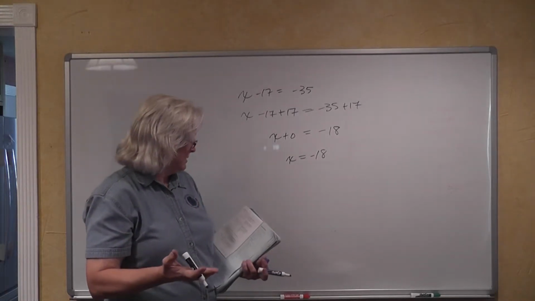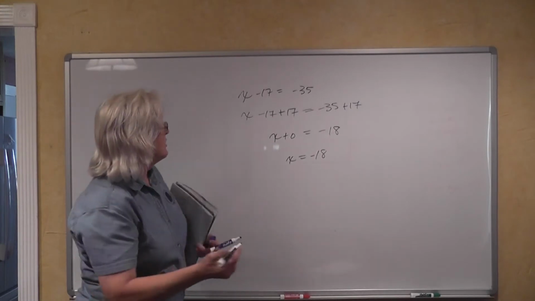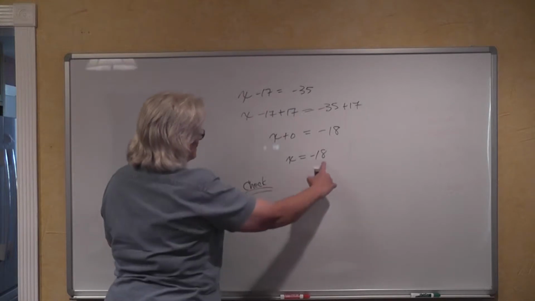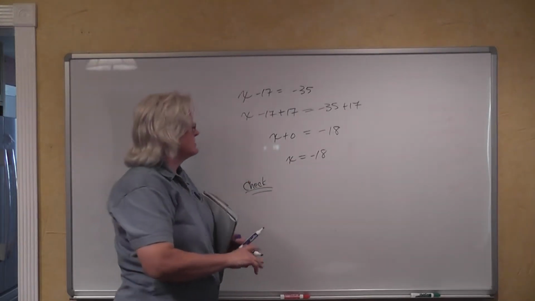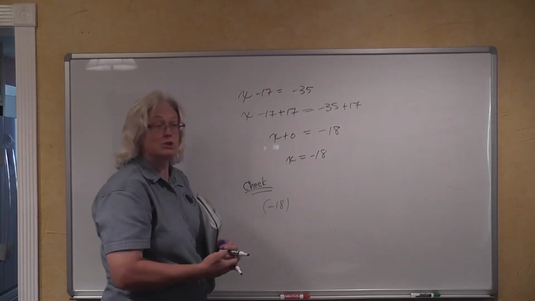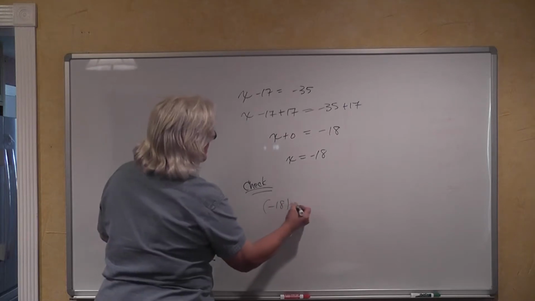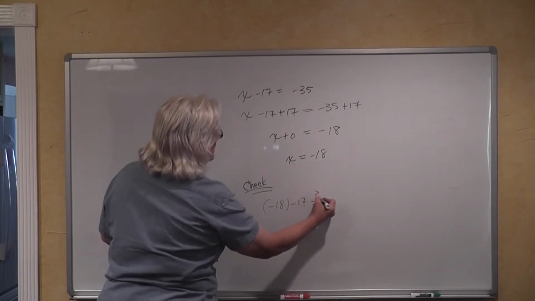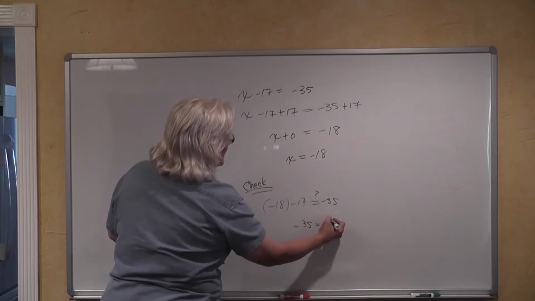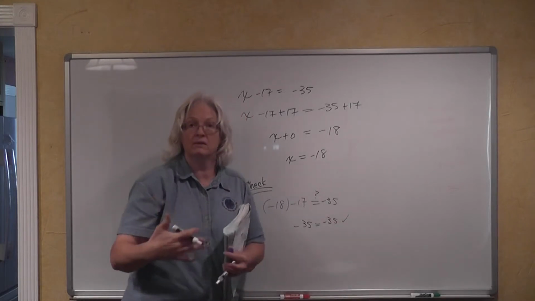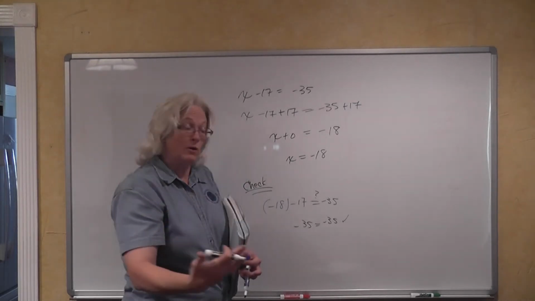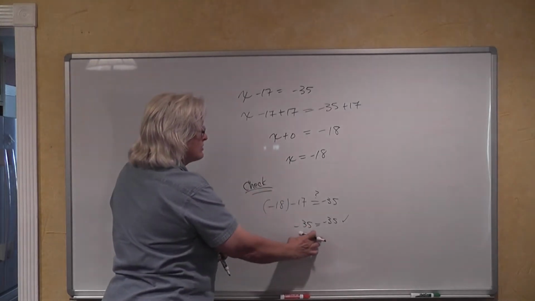It's been simplified, and we want to check. So how do we check? Well, you check by taking the value that you arrived at, substituting that back in to your original equation. We have negative 18 minus 17. Is that equal to negative 35? Yes, negative 35 is in fact equal to negative 35. So we have solved our problem correctly, and we verified that by showing our check.